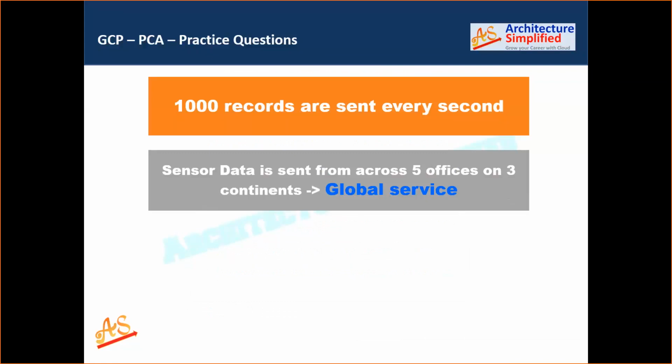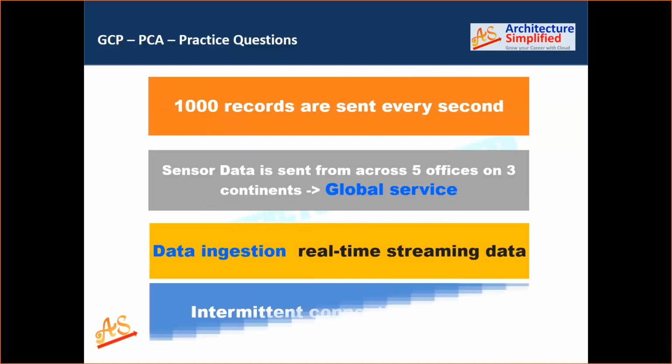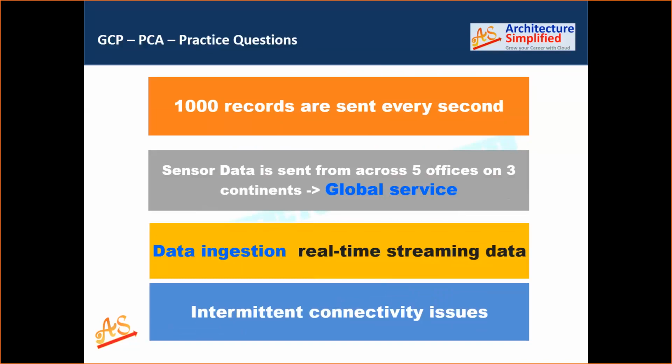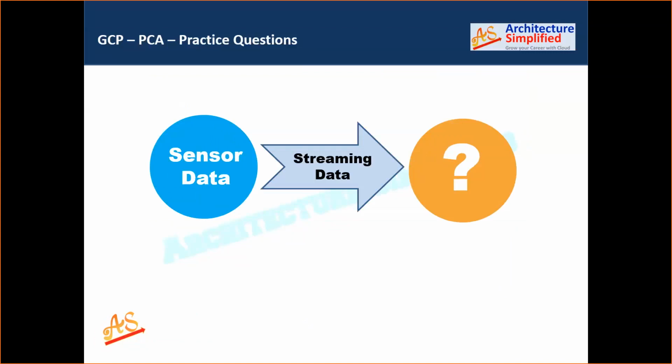The second fact is sensor data is sent from across 5 offices on 3 continents. It means we are looking for some global service. Another fact is data ingestion is real time. So here we are looking for a real-time streaming data solution. And also it is saying that your devices may have intermittent connectivity issues. So according to these facts, we need to provide a solution. We have sensor data being generated by these sensors, sent as streaming data, and we need to find a solution for it.